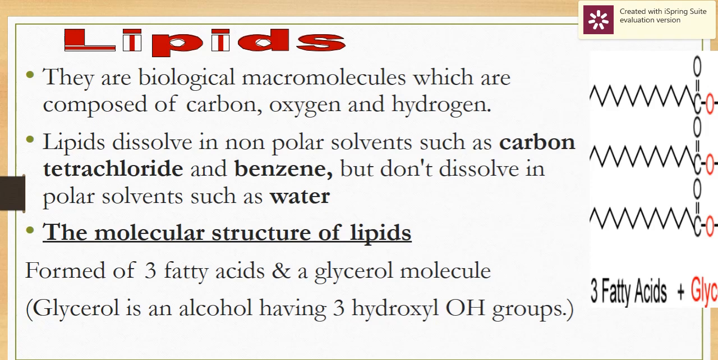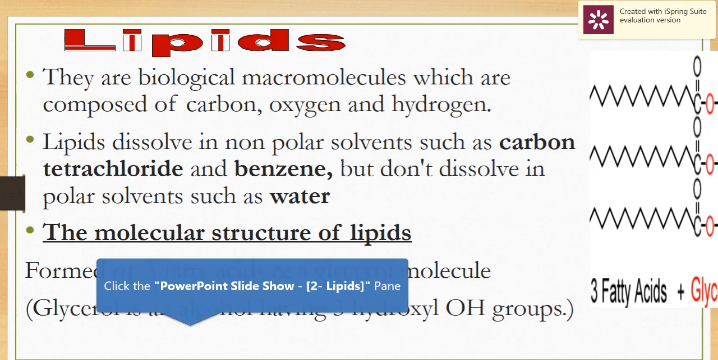Their molecular structure is formed of 3 fatty acids and 1 glycerol molecule. Glycerol is a type of alcohol formed of 3 hydroxyl groups. So we have 3 fatty acids in the structure of any lipid.